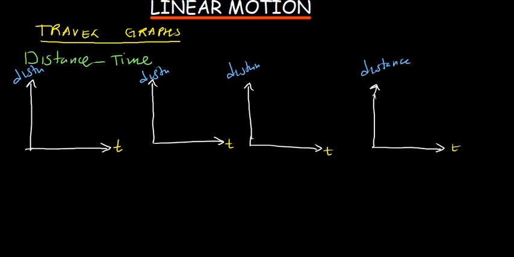Now, if you have got a travel graph, a distance time graph, you only have a line like this. You need to know the meaning. What does it mean if you just have a straight line? Maybe let's say here it is 20 meters. What does it mean? Okay.